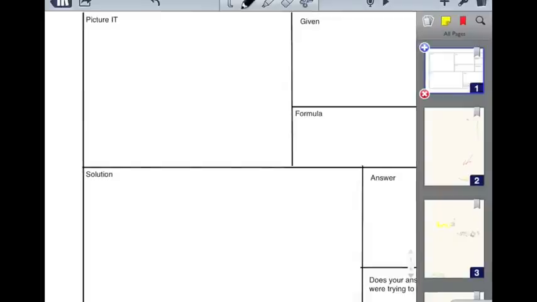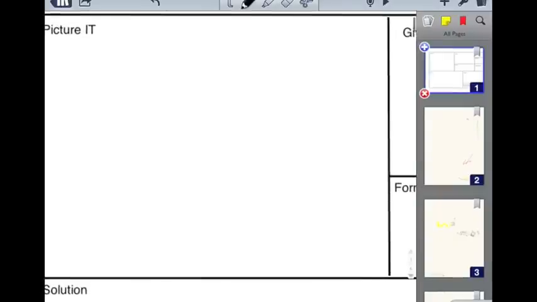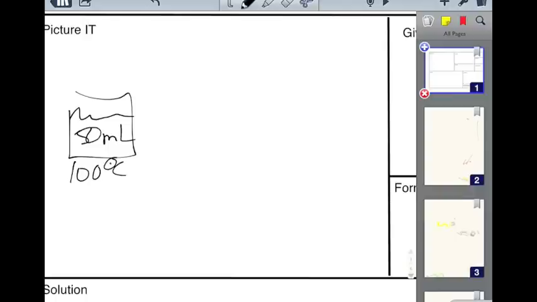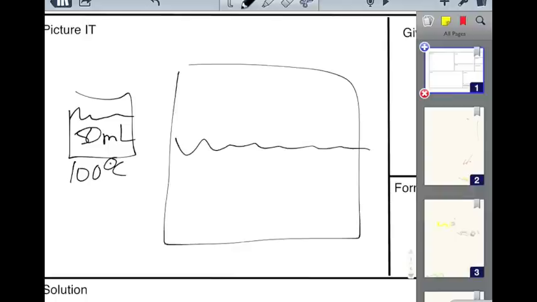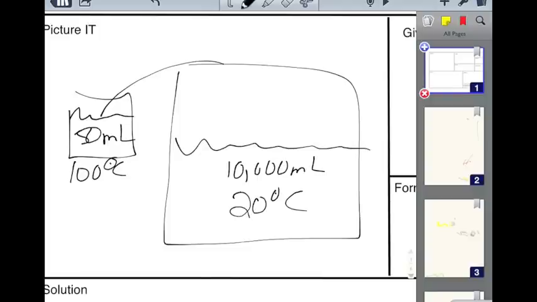Okay, in this example, it says we have 50 mils of water. So we're going to go to our picture. We have a beaker containing 50 mils of 100 degrees Celsius water. And then we have a larger bucket that has 10,000 mils of water, and it is at 20 degrees Celsius.